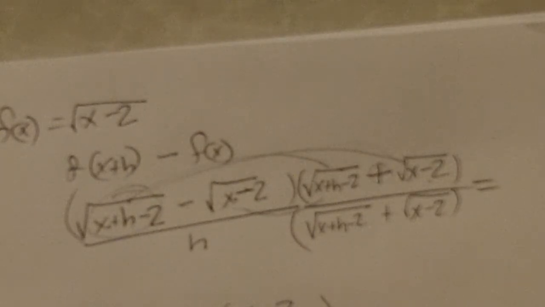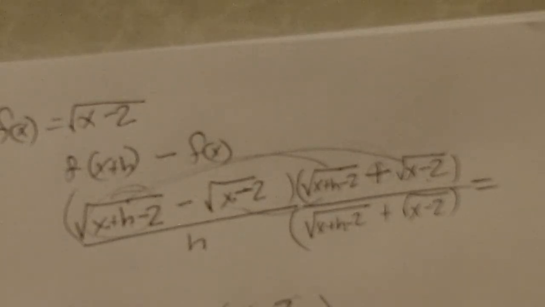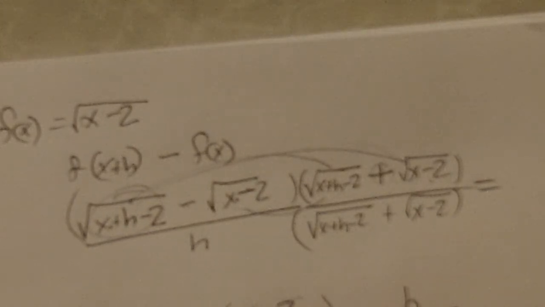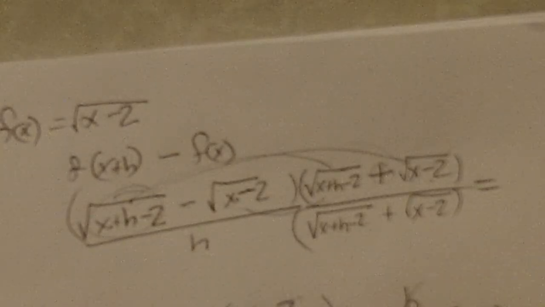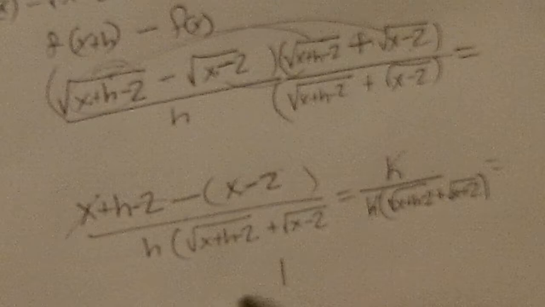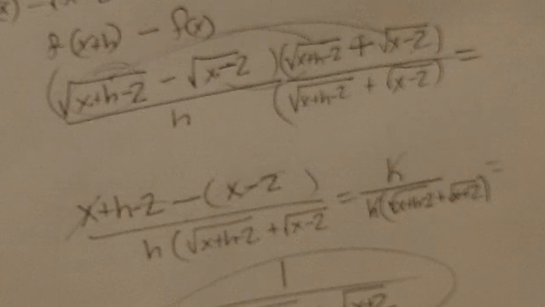In the numerator, the x and the minus x cancel, the minus 2 and the minus a minus 2 cancel, because that's plus 2. And so I have h over h times the quantity square root of x plus h minus 2 plus the square root of x plus 2. The h's cancel, and I have 1 over the square root of x plus h minus 2 plus the square root of x plus 2. Long, messy problem.